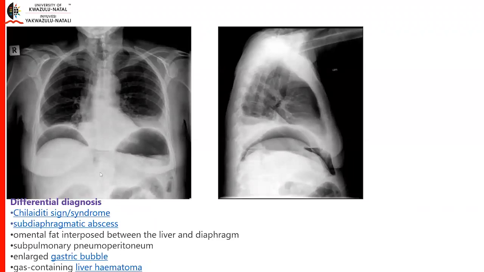Subpulmonary pneumoperitoneum, right, where there's air, you know, remember that the diaphragm goes posteriorly and you can have air collected under the lung, right, but it is above the diaphragm, but because of its position posteriorly, it appears below this right hemidiaphragm, for example, and that can confuse you, right? An enlarged gastric bubble, for example, if this was just here, without this crescent, we might have said, no, that's just the gastric bubble, right? And then a liver hematoma that also contains gas, for example, following trauma, okay?